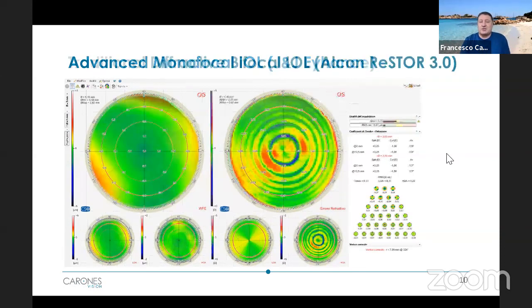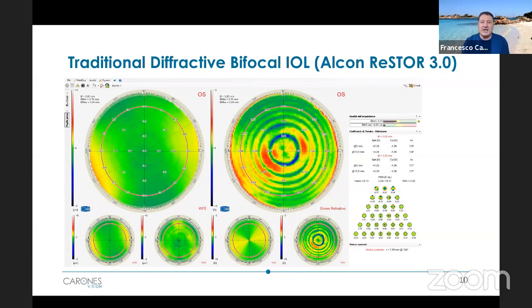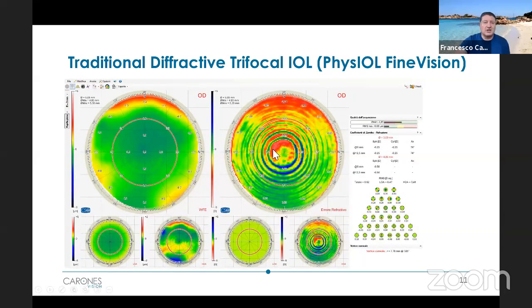Here is a traditional diffractive bifocal IOL, the Restore 3.0, and here you can probably see the kind of sinusoidal aspect that this lens has in terms of power dispersion. Here is a traditional diffractive IOL. So what changes from the previous image, again, you see the sequence of the steps is not 1-to-1, now it's 2-to-1, given the third focal point.